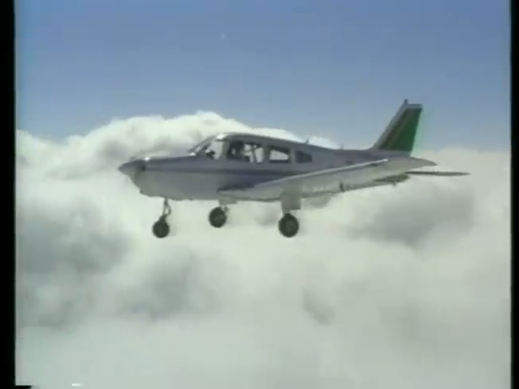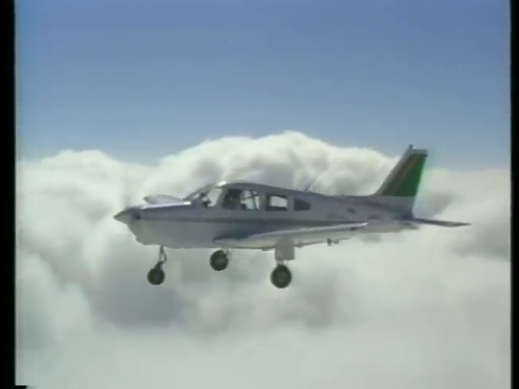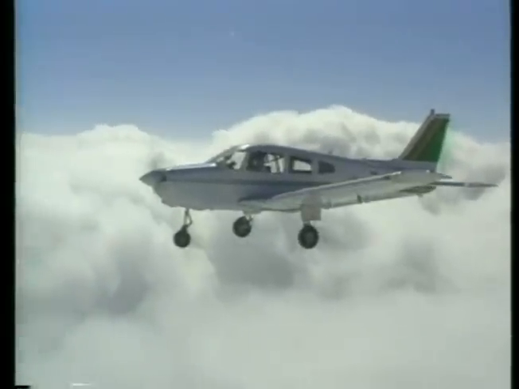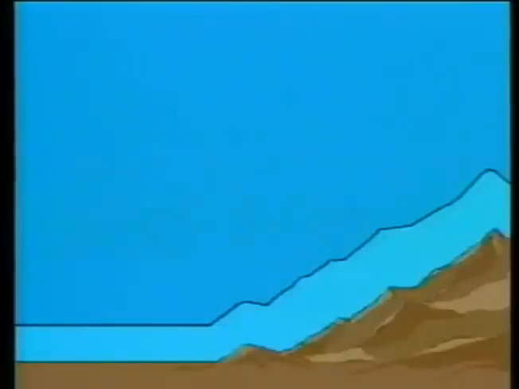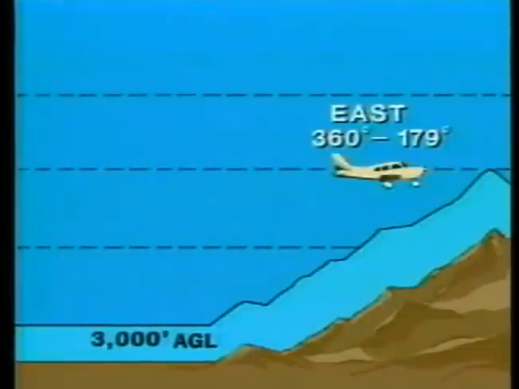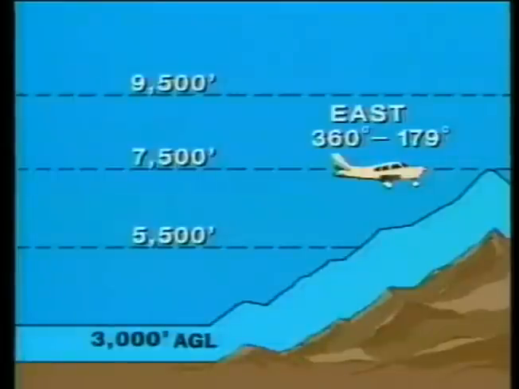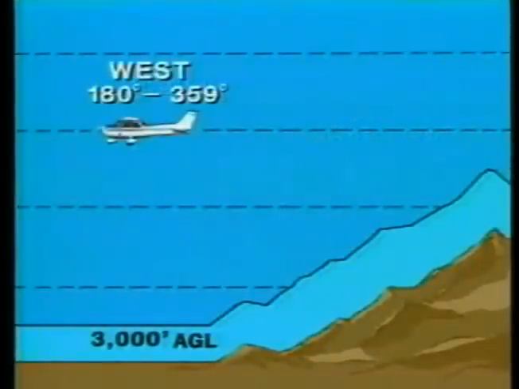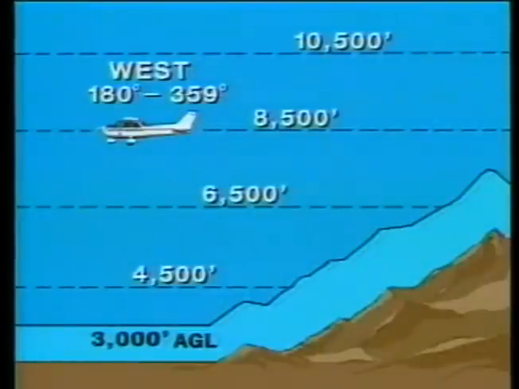IFR, or instrument flight rules, apply to specially trained pilots who hold instrument ratings and are flying aircraft equipped for instrument flight. The cruising altitudes start at 3,000 feet above the ground. VFR aircraft flying eastbound on magnetic courses between 360 degrees and 179 degrees would fly at odd 1,000 feet plus 500. Westbound aircraft fly at even 1,000 feet plus 500. IFR traffic flies at odd or even 1,000 feet depending on the direction of travel.